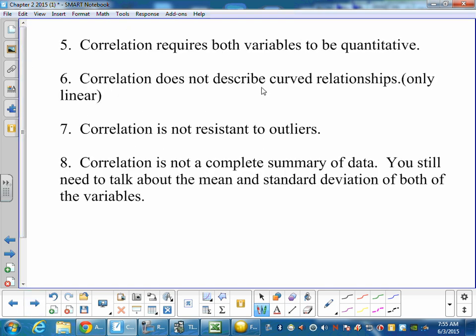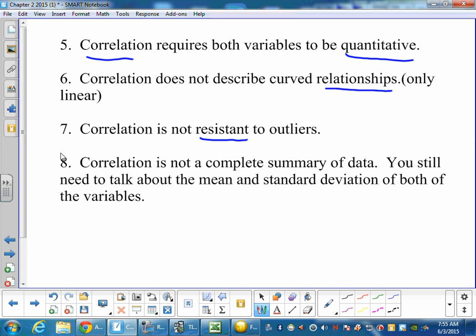This is another thing: for correlation, the variables have to be quantitative. You can't take the correlation of the position you play on a football team and your height, because the position you play on the football team is a categorical variable. You can't do correlations with categorical variables. Also, correlation doesn't describe curved relationships. We'll talk more about curved relationships and what we do with that. And it's not resistant to outliers. So a couple major outliers can really throw off your R value.